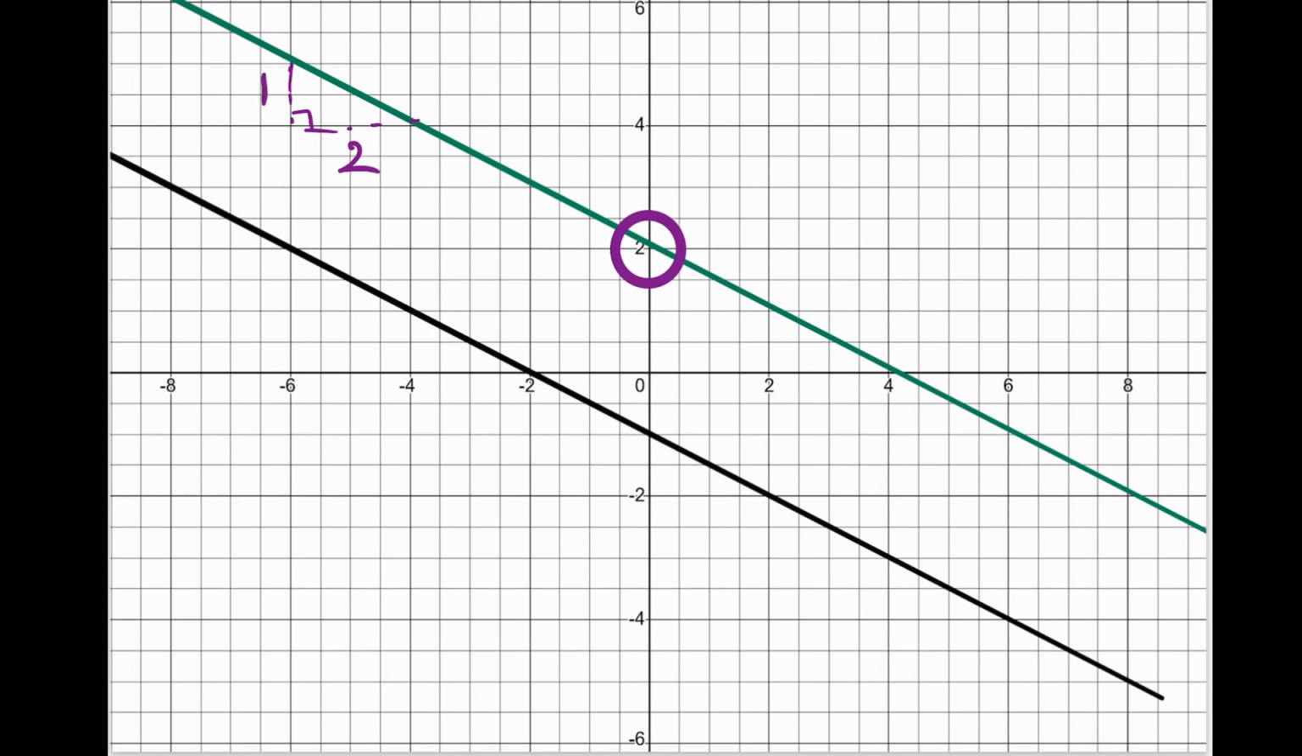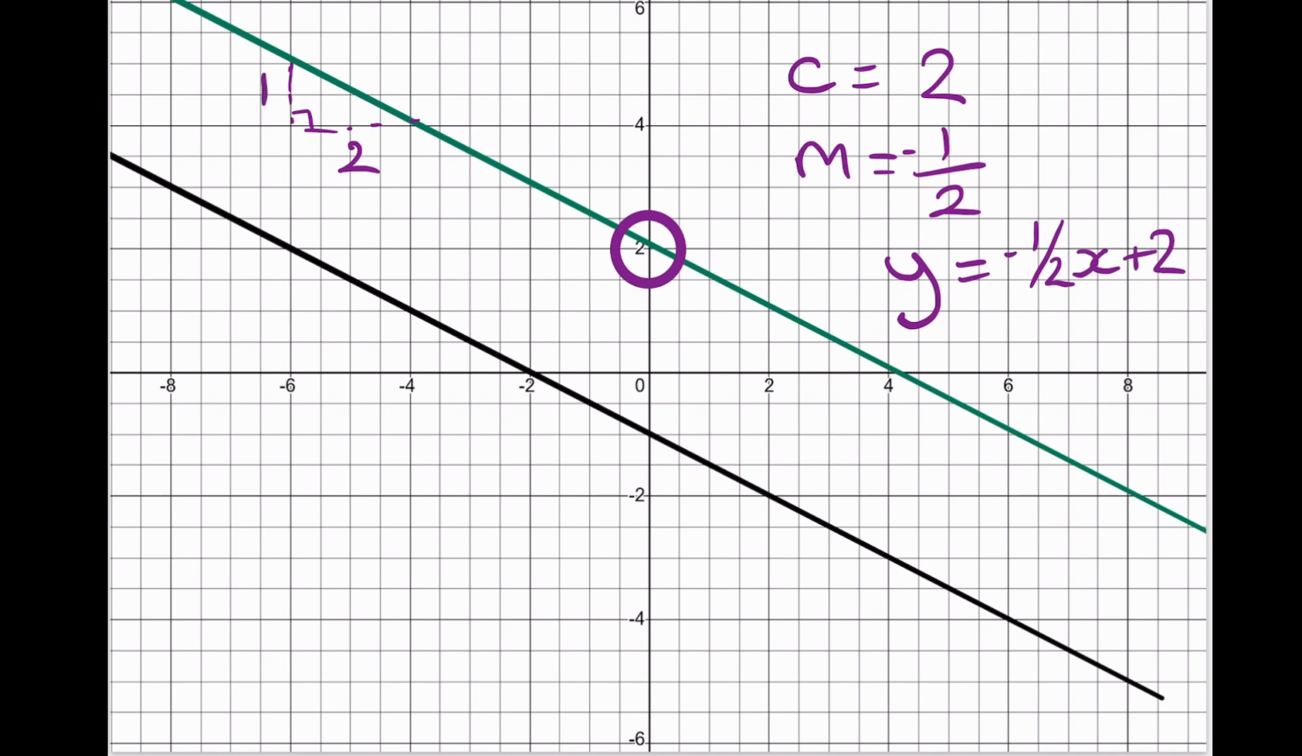So what information have I got? My c, my y-intercept is 2. My gradient is 1 divided by 2. Now notice this is in a negative direction, so it's a negative gradient, -1/2. Okay, so my equation for the green line is y is equal to -1/2 x plus 2.